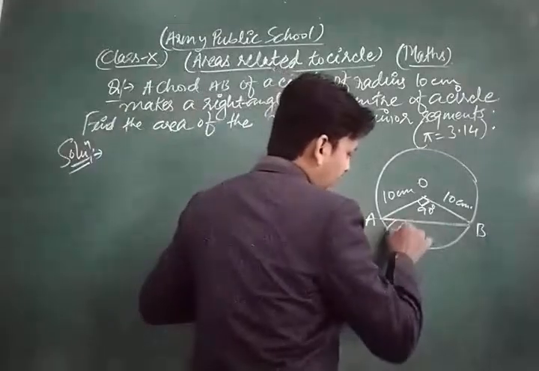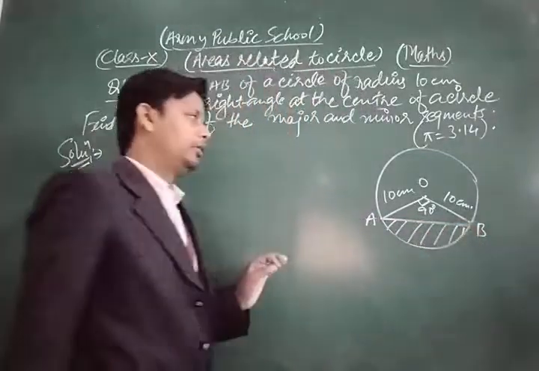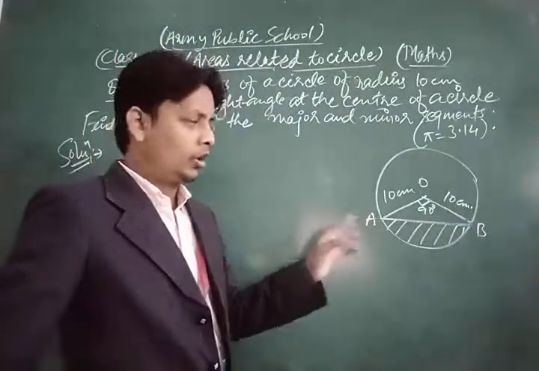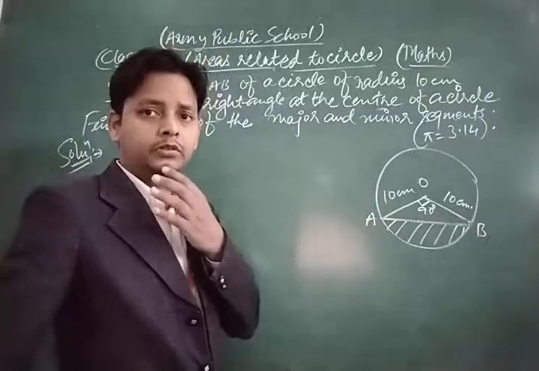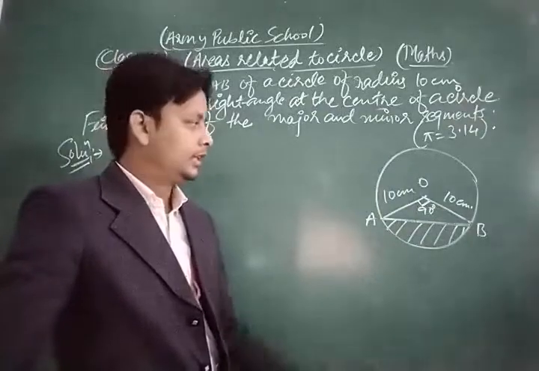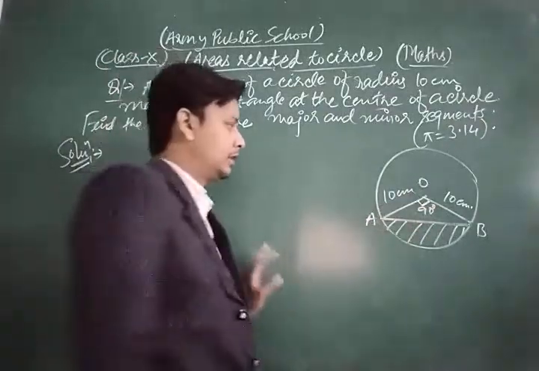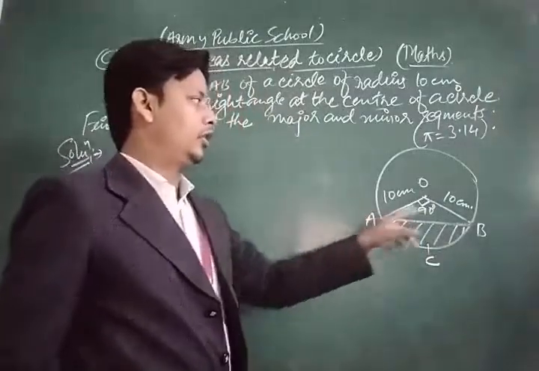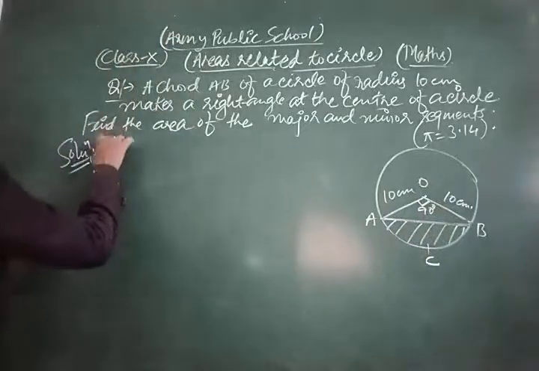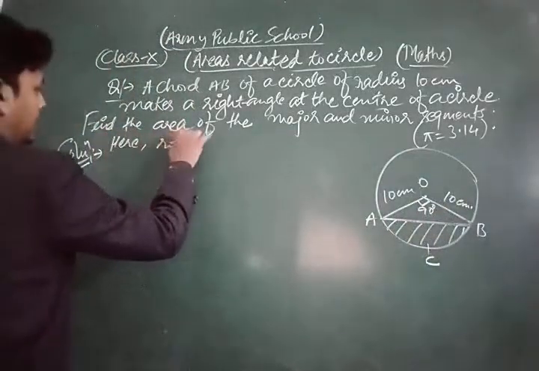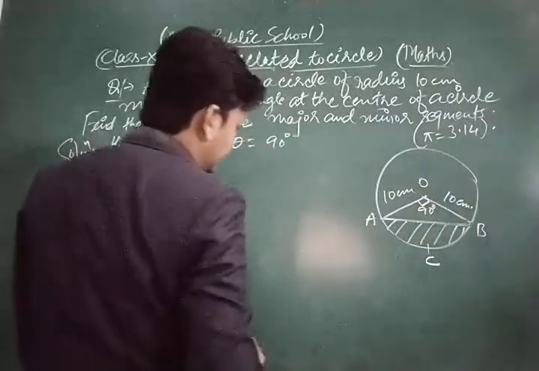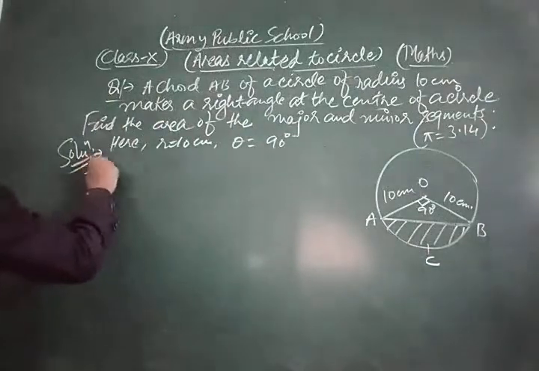So this is a segment of the circle, dear students, because you know that the area bounded by an arc and a chord of a circle is called a segment. So area of segment is equal to what? Area of sector OACBO minus area of triangle. Now here radius is 10 centimeter. Central angle is 90 degrees.